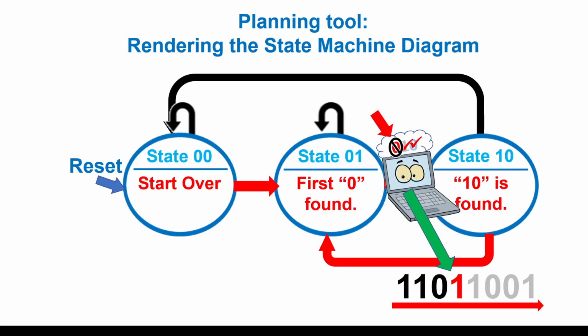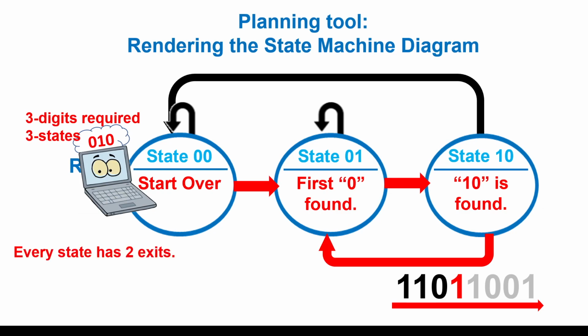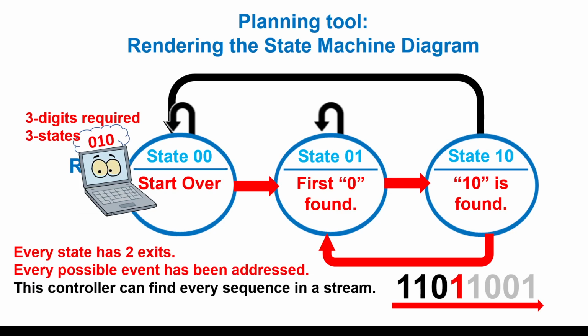Also notice that every state has 2 exits. This means that every possible event has been addressed. Every possible output has been addressed. Moving back. All right, 3 digits, 3 states. Every state has 2 exits. Every possible event has been addressed. This controller can find every sequence in a stream.